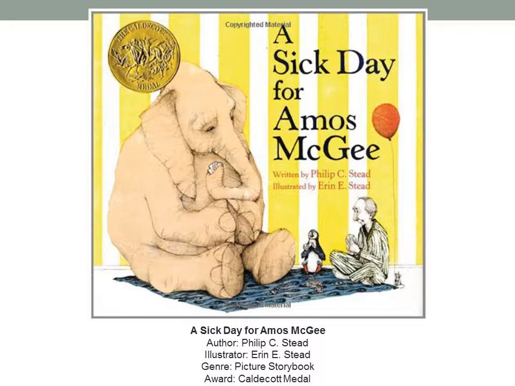The book I'm featuring this week is called A Sick Day for Amos McGee by Philip C. Stead. This is the story of a man who works at a zoo. Every day he plays chess with the elephant, runs races with the tortoise, sits quietly with the shy penguin, lends a tissue to the rhinoceros, and reads stories to the owl, who is afraid of the dark.